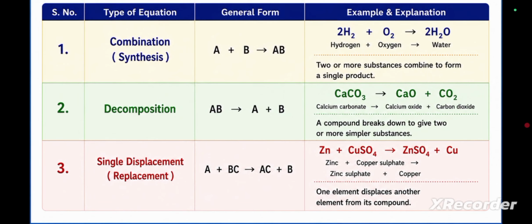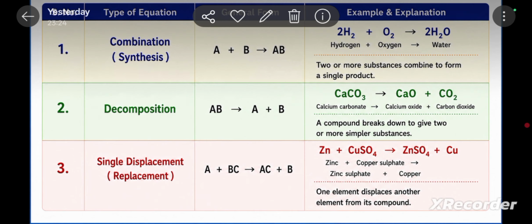Then the second one is the decomposition reaction. In this reaction, one substance breaks into two or more simpler substances. Its general form is AB gives rise to A plus B. This is completely opposite to the combination reaction. Here are some examples: CaCO₃ gives rise to CaO plus CO2.